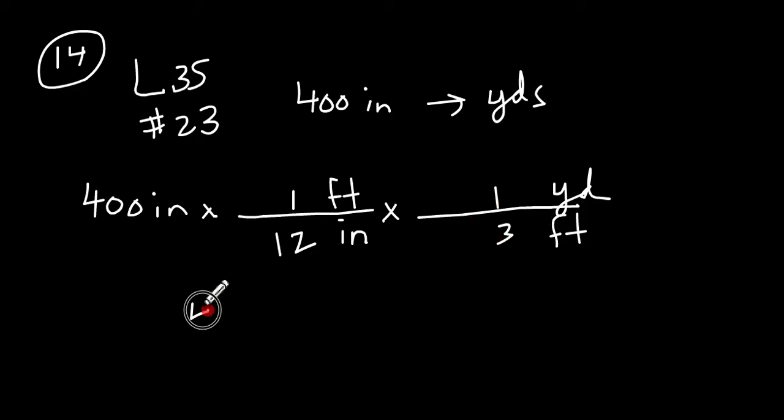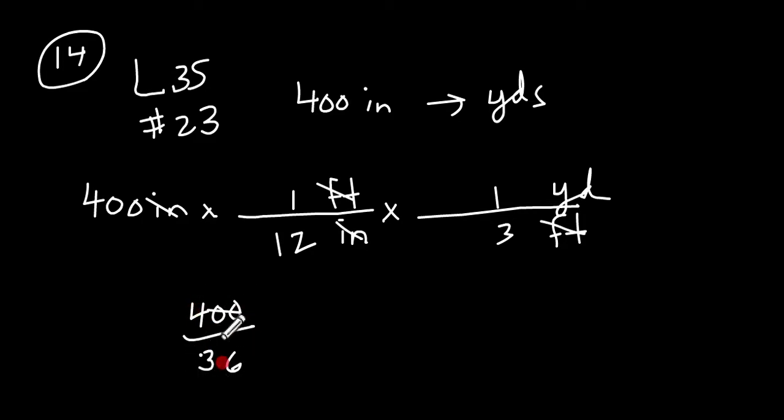So we're going to get 400. These inches cross out. The feet cross out, and we're left with yards. So it's 400 divided by 36. And when you do that division, I think I was reducing. You can either do it that way. I took, what did I take into these? I took 2, I think.